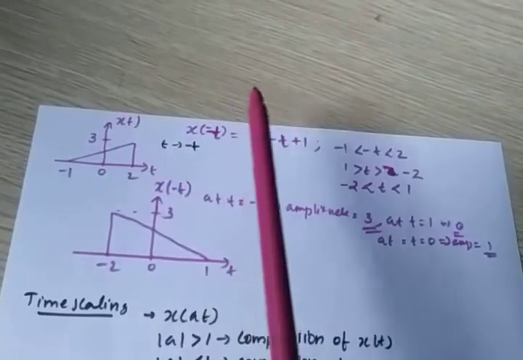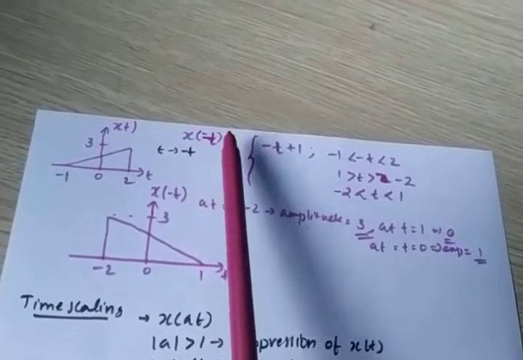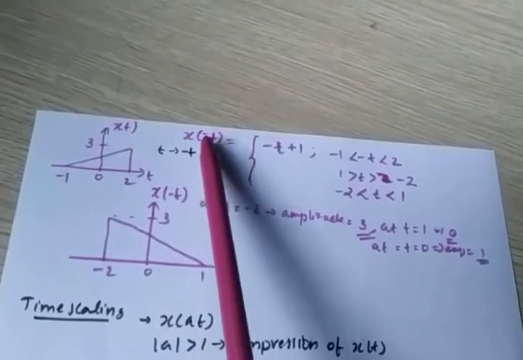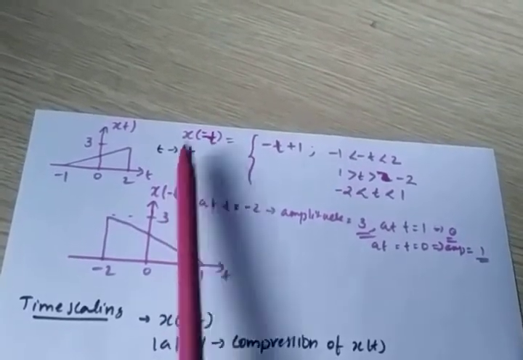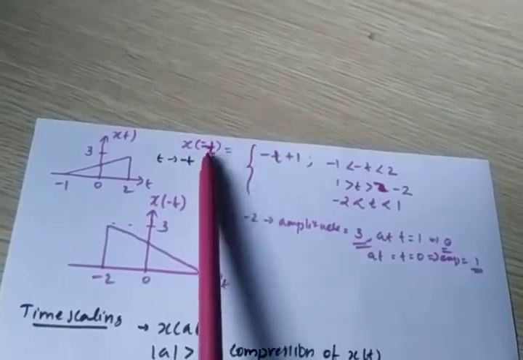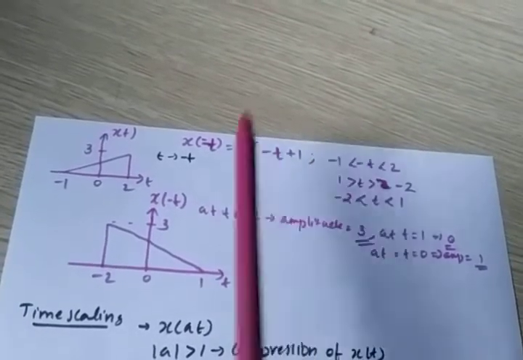See here, x of t is t plus 1. In x of t, t becomes -t. So wherever t exists, you change all the t with -t. To find x of -t, wherever t exists in the question, you change that t value with -t. So, -t plus 1.